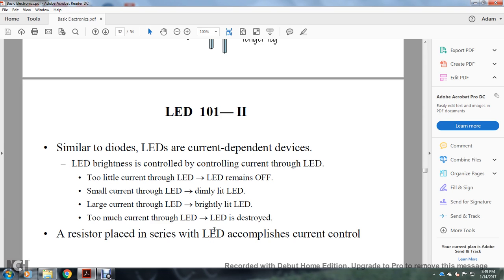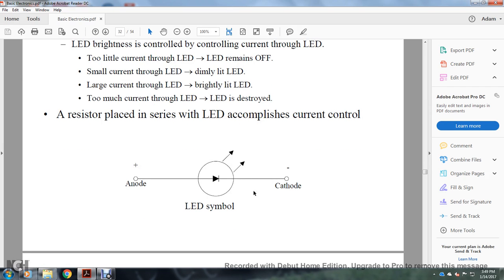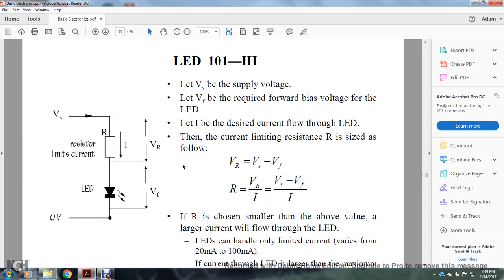A resistor placed in series with the LED accomplishes current control. The anode and the cathode show the LED symbol, or LED 101.